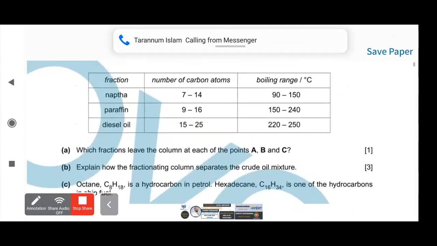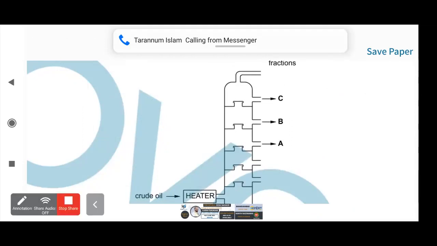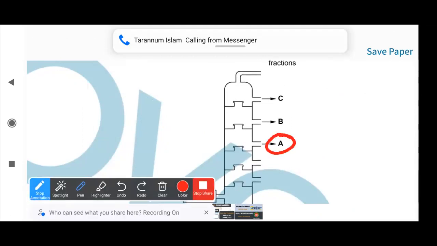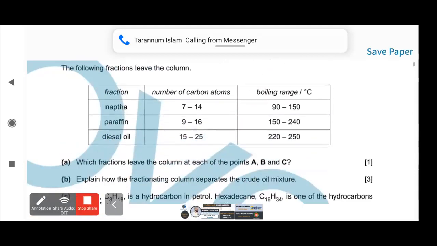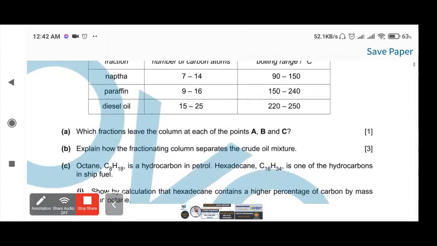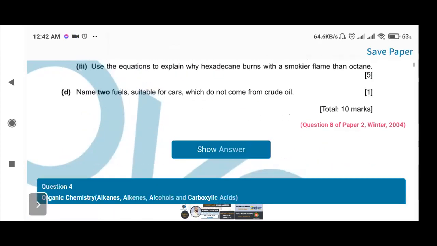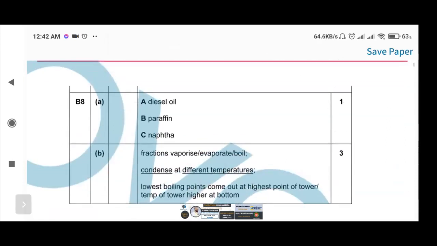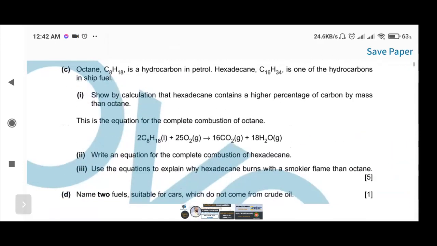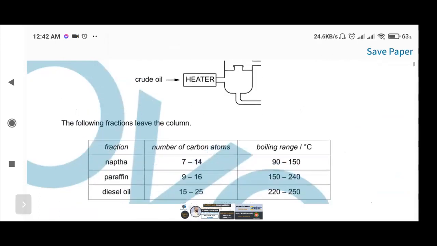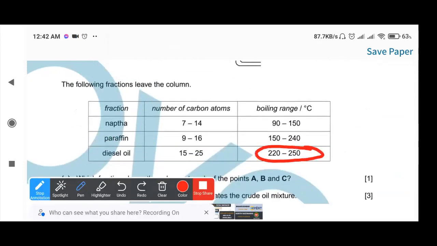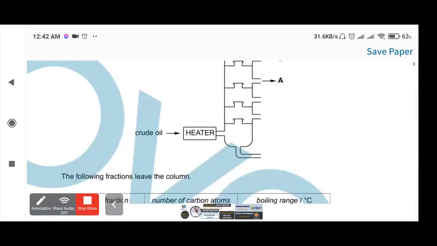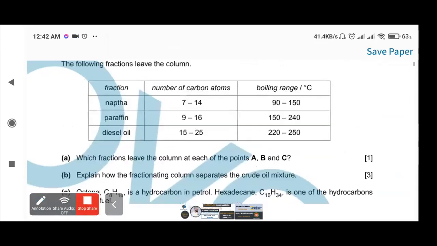Which fraction leaves the column at A, B, and C? You will just compare the boiling points. The fraction A has the highest boiling point, the fraction B has the moderate, and C has the lowest boiling point. So we can now answer this question. Let's look at the answer. A is the diesel, B is the paraffin, and C is the naphtha. Why? This is because this fraction has the highest boiling point, so this is the fraction A.